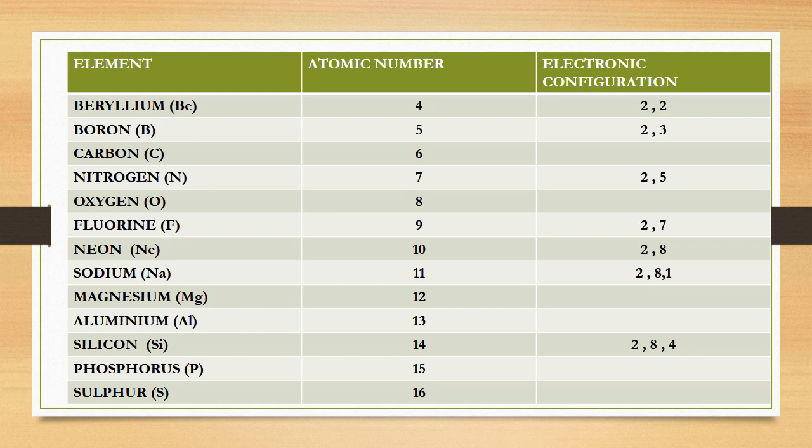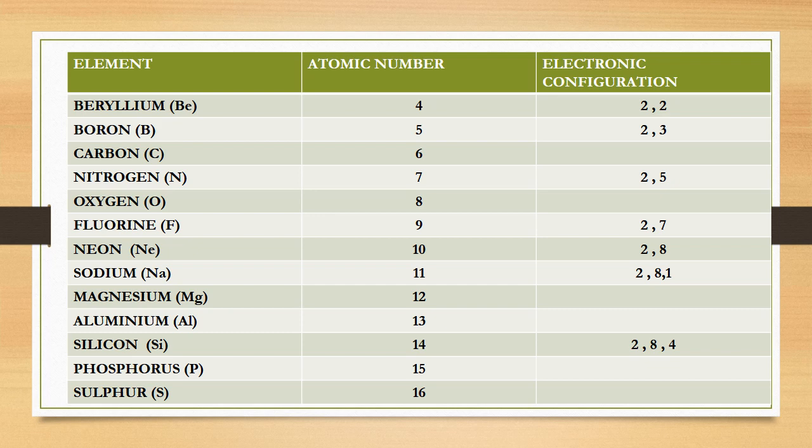Likewise, in this slide, I have written the elements from beryllium to sulfur with its symbol, with its corresponding atomic number, and I have also written the electronic configuration. However, you can see that I have left some gaps, like I have not written the electronic configuration of carbon, oxygen, isn't it? Magnesium, aluminium, phosphorus, and sulfur. Why is it so? Yes, you have to do it on your own once you have understood this concept.